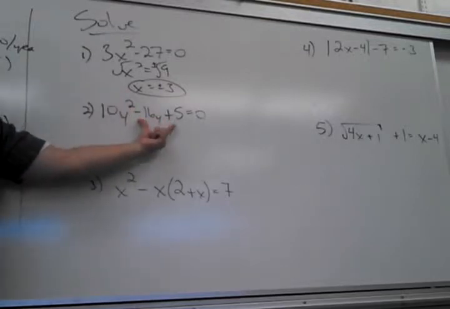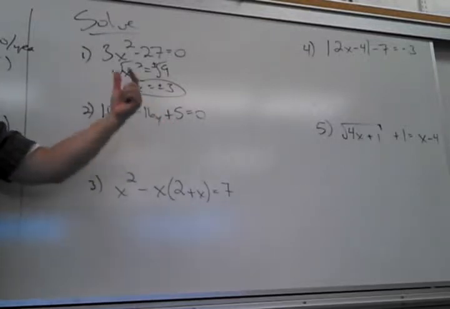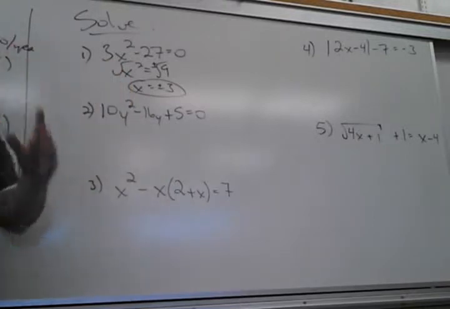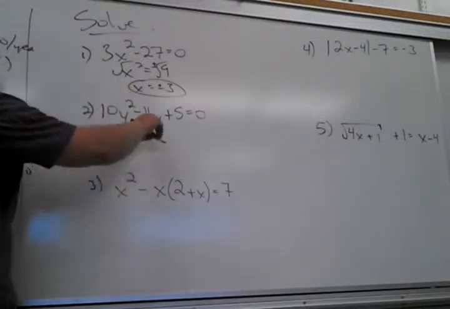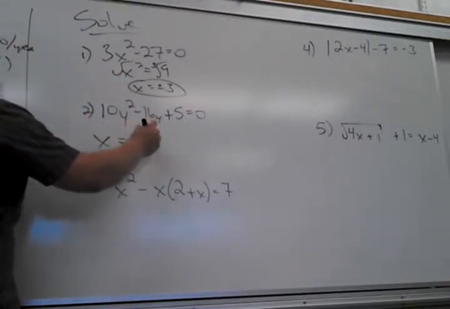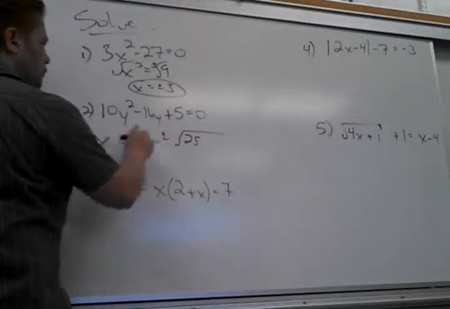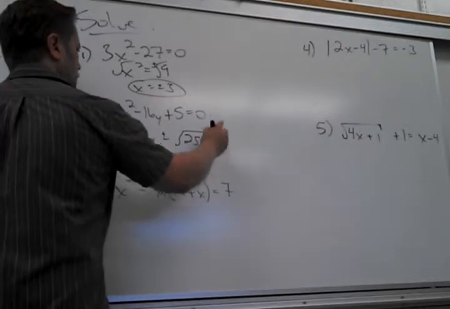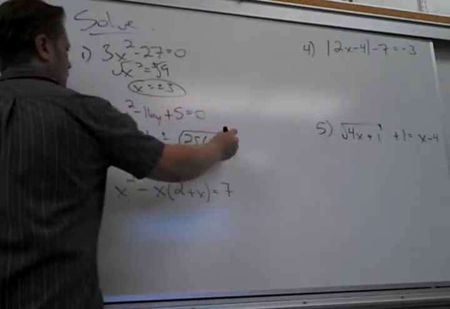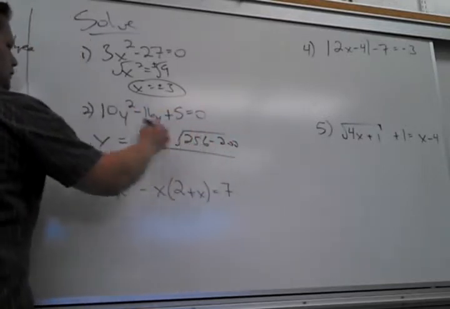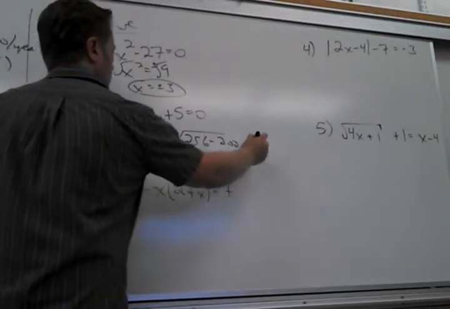What about this one? We already talked about it, so you just got to throw that into the quadratic. You got to know your quadratic formula. So x equals negative that, so 16, plus or minus the square root of 256 minus 4 times 50, all over twice 10, so 20.